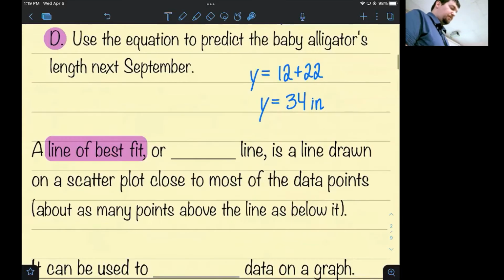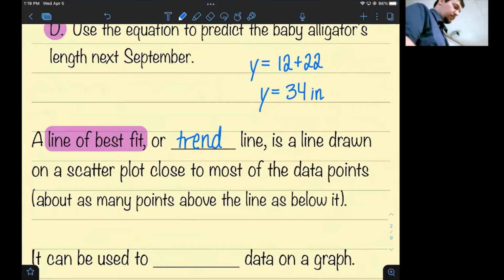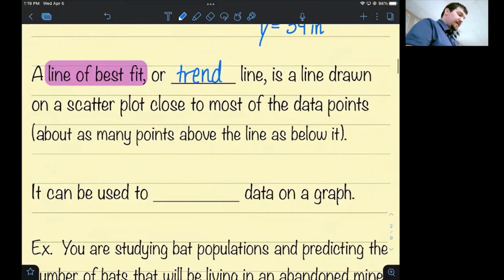All right, so a line of best fit, or a trend line, as some people refer to it, a trend line, is a line drawn on a scatter plot close to most of the data points, about as many points above the line as below it. It can be used to predict data on a graph.